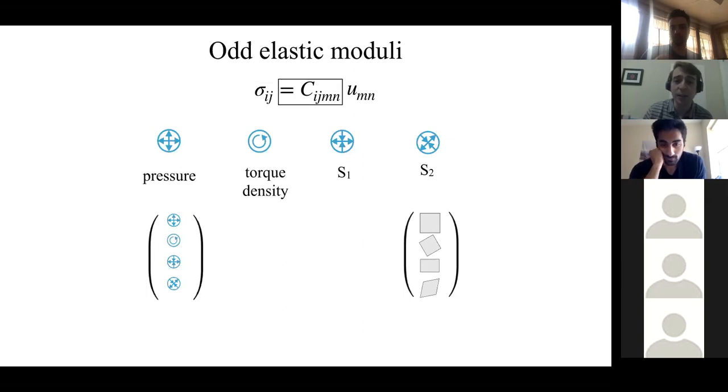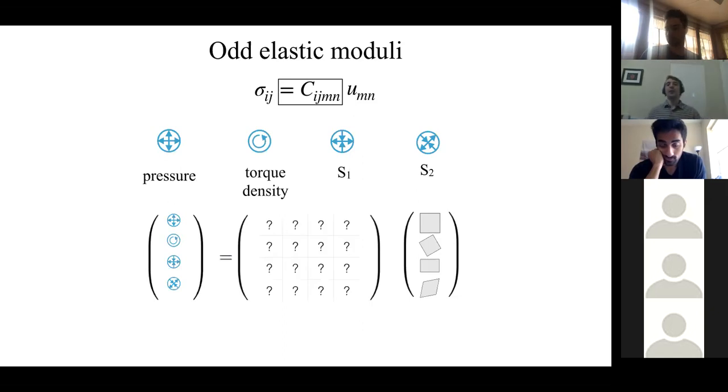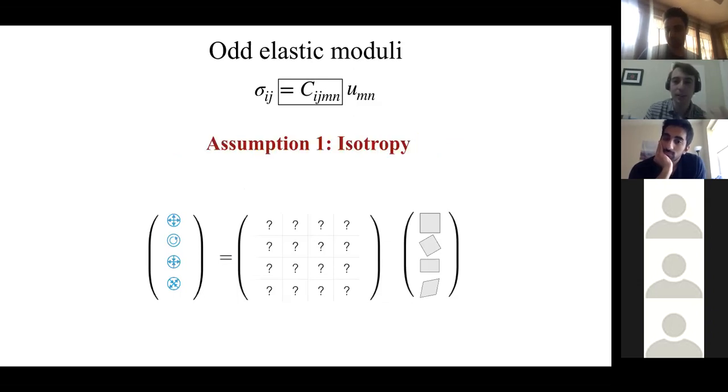And then in this notation, this CIJMN, which was a rank 4 tensor, we can just represent it as a matrix. And each one of these question marks in this matrix is an elastic modulus. But in general, there's normally some sort of physical constraints that link these question marks to each other. They're not all independent. So to take a very simple, concrete example, let's make 2 very concrete assumptions. First, let's assume that this thing is isotropic. So what will that buy us?